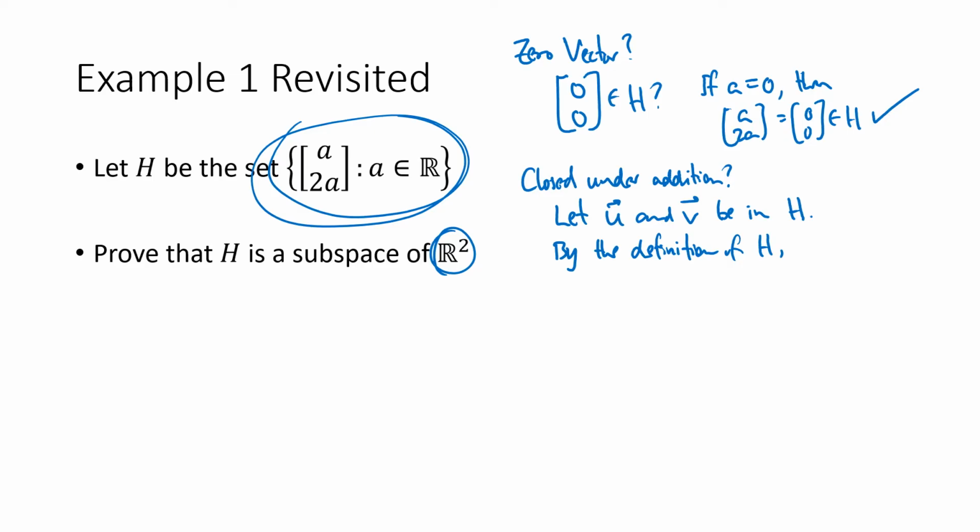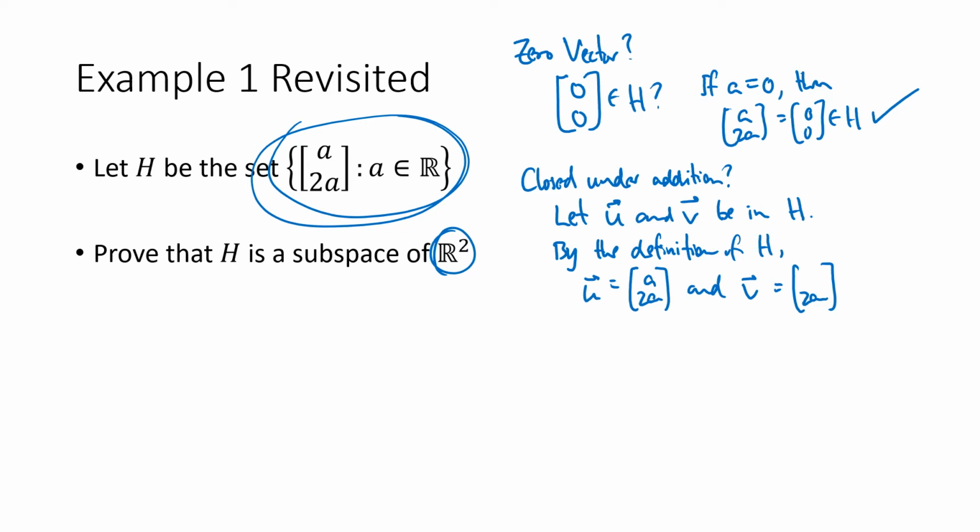This is a form description, and the form description tells us what the vectors look like. So this means that U looks like A, 2A, and V looks like A, 2A. Wait a second. If I write that, then that would imply that these two vectors are actually the same vector, right? Because it's the same A in both places. So I don't want to do that.